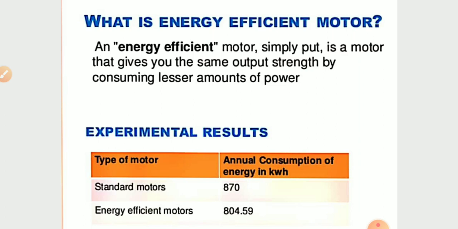Here we have two types of motor, the standard motor and the energy efficient motor. For annual consumption of energy in kilowatt hour, the standard motor consumption is 870 kilowatt hour and the energy efficient motor consumption is 804.59. So we can say the power consumption of the energy efficient motor is less as compared to the standard motor.